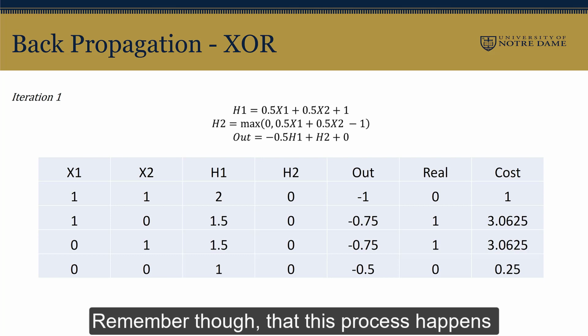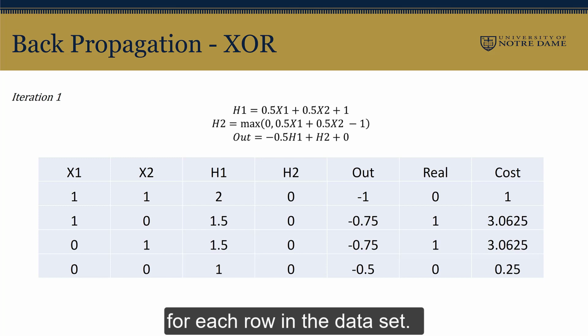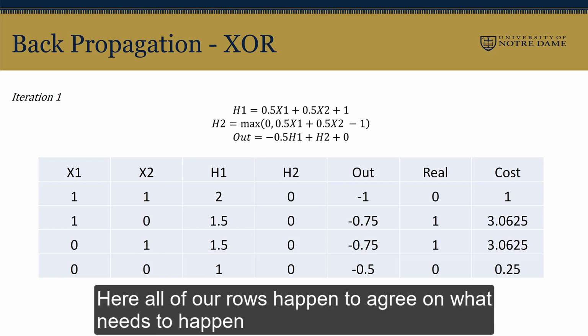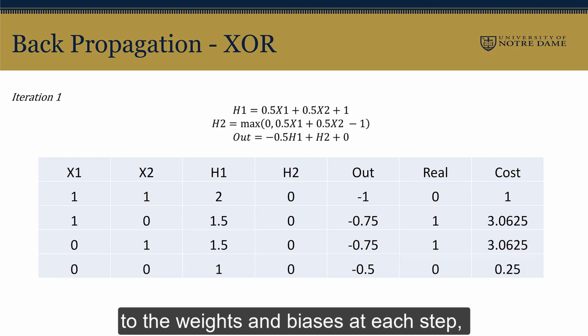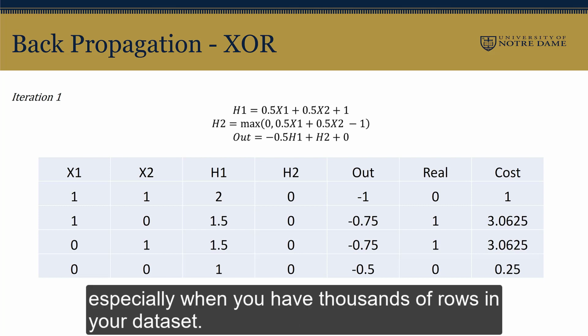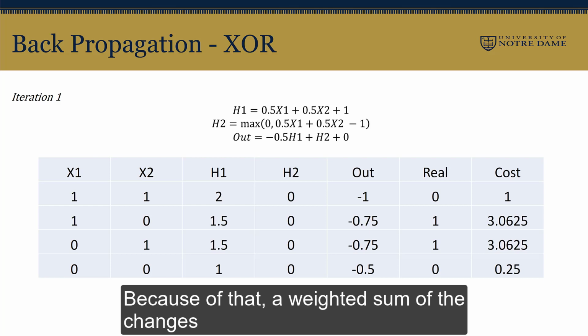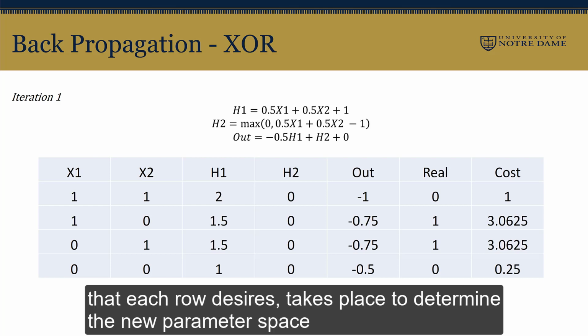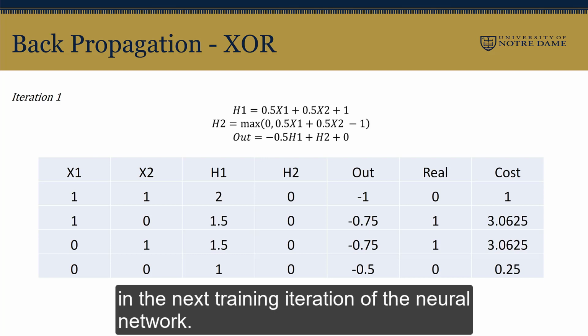Remember, though, that this process happens for each row in the data set. Here, all of our rows happen to agree on what needs to happen to the weights and biases at each step, but that likely won't be the case in practice, especially when you have thousands of rows in your data set. Because of that, a weighted sum of the changes that each row desires takes place to determine the new parameter space in the next training iteration of a neural network.